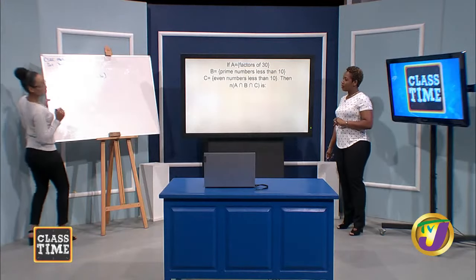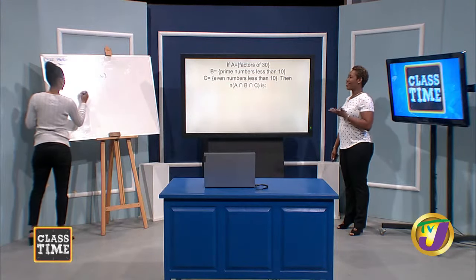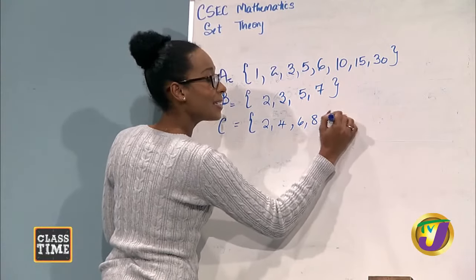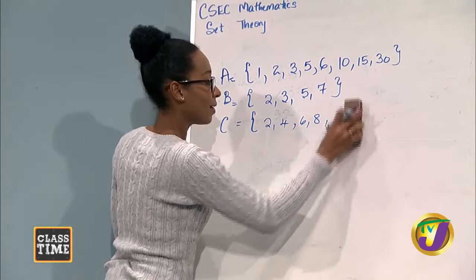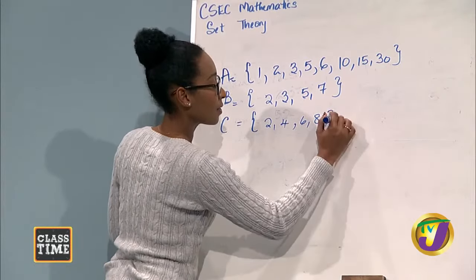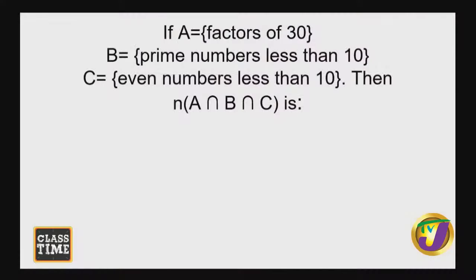Okay. Even numbers less than 10. So that's 2, 4, 6, 8, and 10. Oh, it says less than 10 though. You can't put in 10. All right. So here we're asked to find the number of elements in A intersect B intersect C.